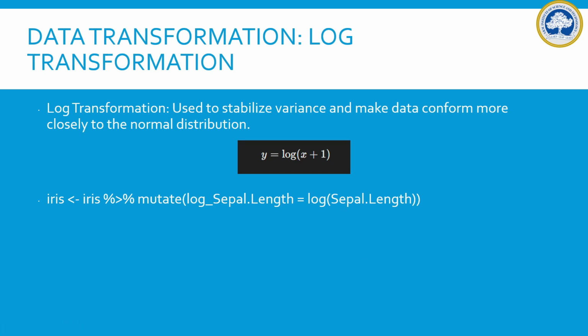So what do we want here? We want to create a new variable named log sepal length, which is nothing but the log transform of the already existing sepal length data. So this is what we want to mutate. Mutate means we want to insert into the existing iris dataset.